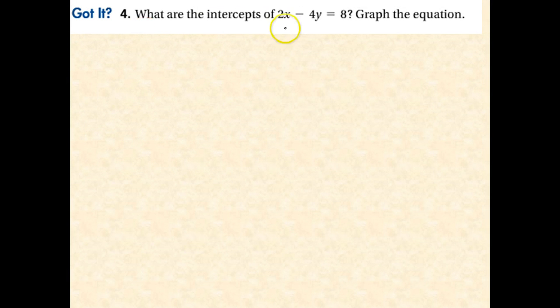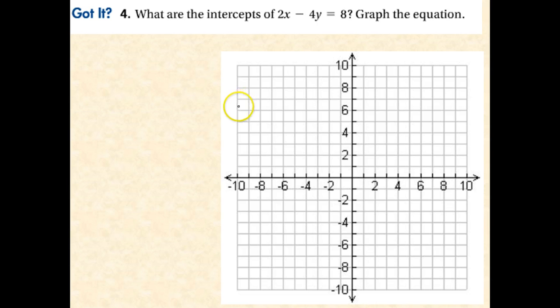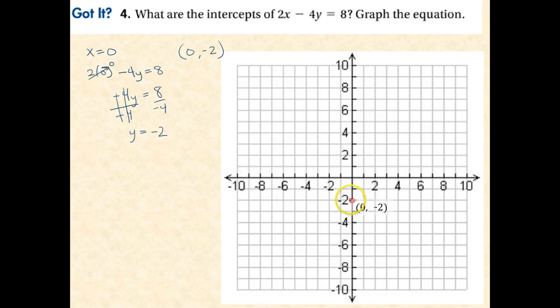So, see if you can do this guy right here. Alright, so if we want to find the y-intercept, we set x equal to 0. So 2 times 0 minus 4y equals 8. 2 times 0 is 0. 0 minus 4y is negative 4y. Divide both sides by negative 4, and we get y equals negative 2. So 0, comma, negative 2 is our point. Right about there.